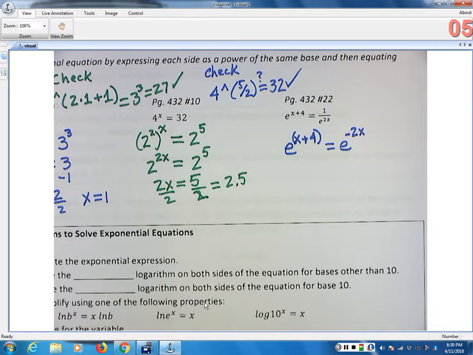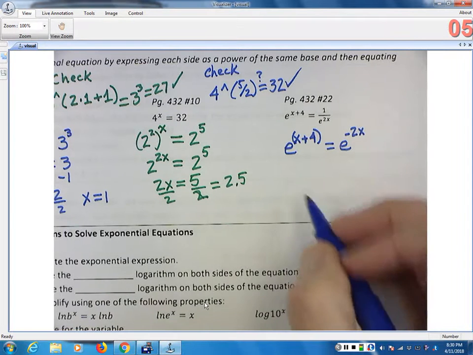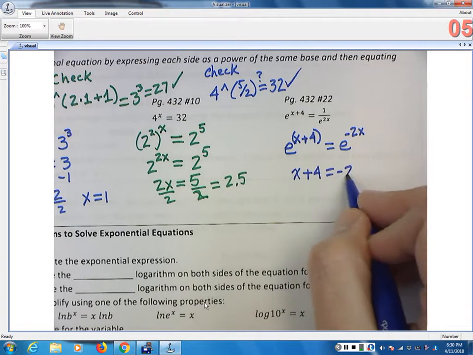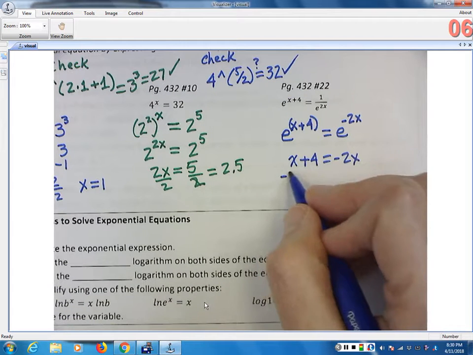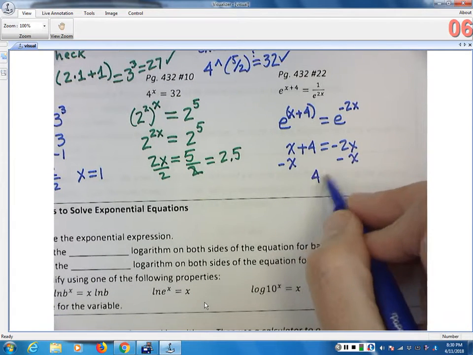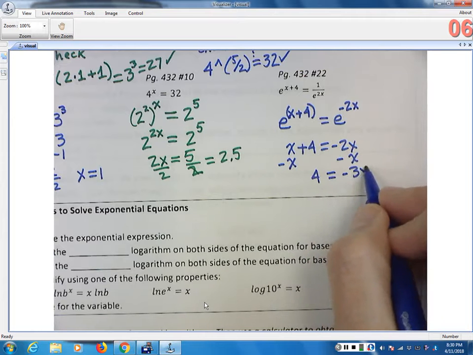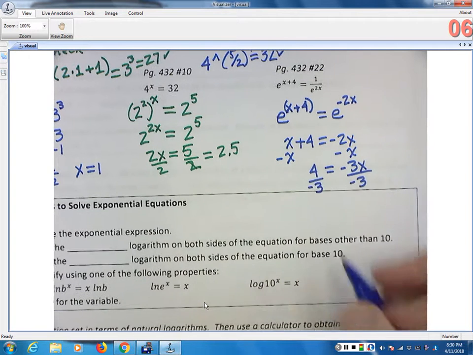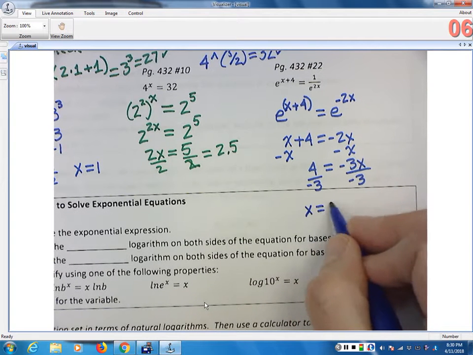So now we have the same base, we can set the exponents equal, then we solve for x, get all our x's on one side, our constants on the other, divide by negative 3, x is negative 4/3.